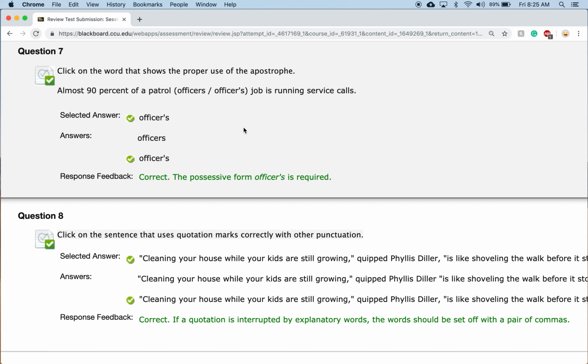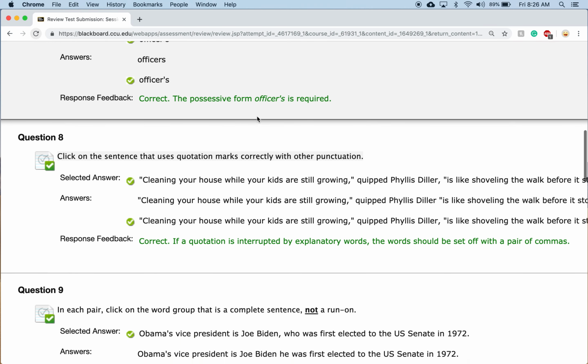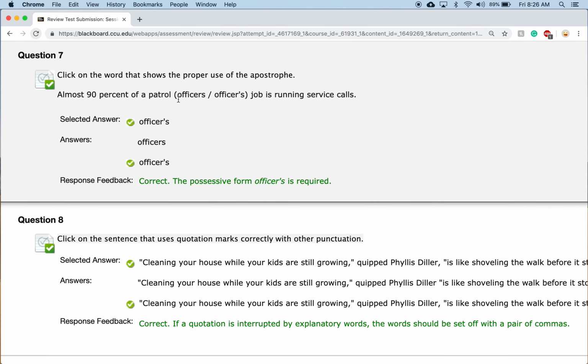Question 7. This one's tough. Almost 90% of a patrol officer's job. The reason why it's apostrophe S is because the patrol officers own the job. It's about possession. It's their job, so it needs an apostrophe. And also it's because it's a single patrol officer, not plural patrol officers.